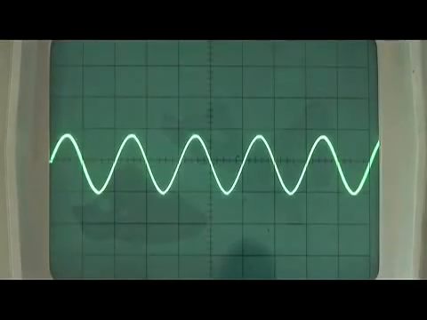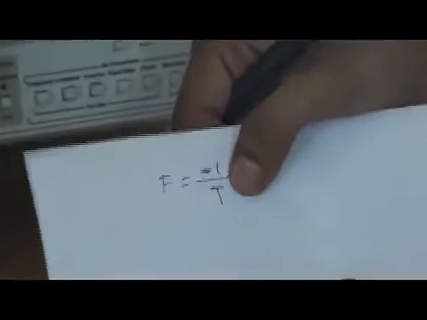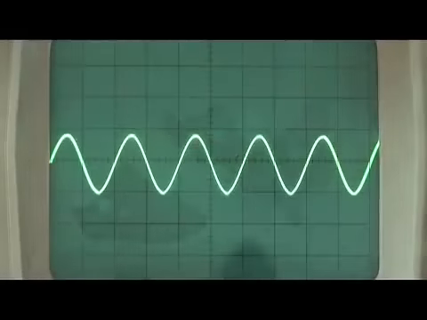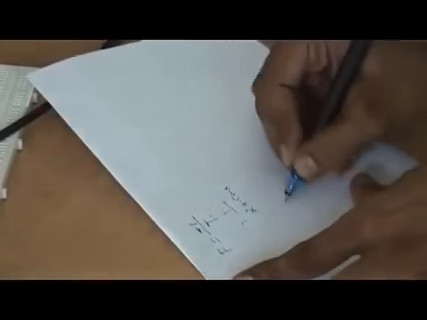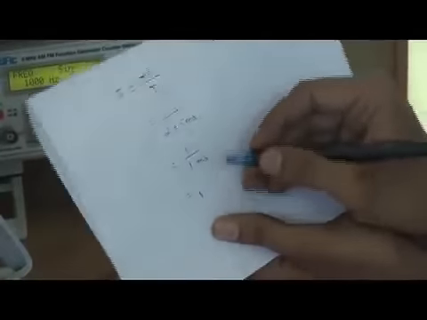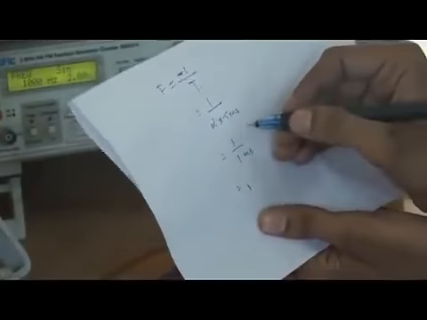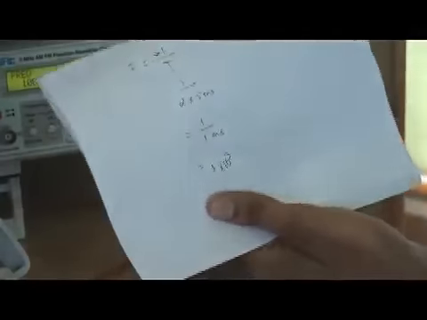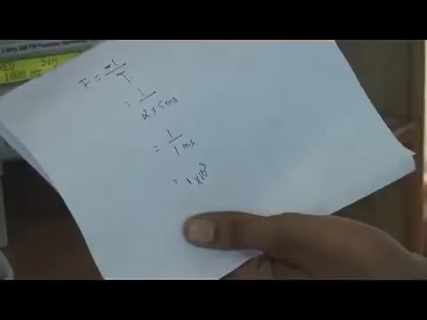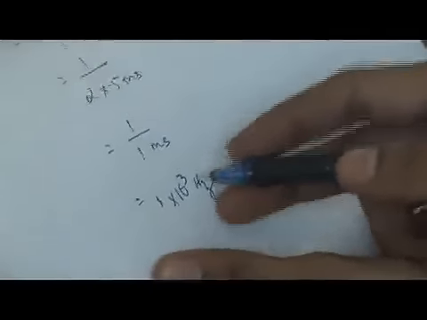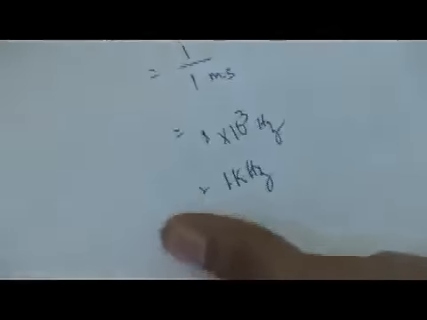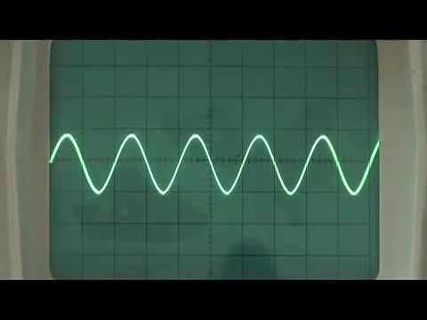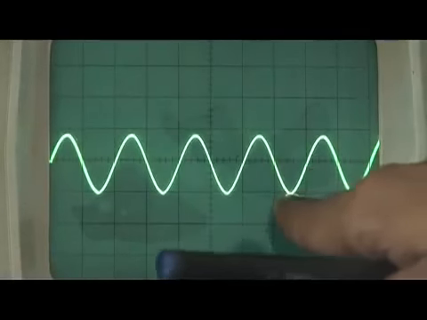And we all know the relation between the frequency and the time period: frequency is equal to 1 by time period. In place of the time period, you can write down whatever you got, 2 into 0.5 milliseconds. So 1 by 2 into 0.5 milliseconds is equal to 1 by 1 millisecond, which is equal to 1. If the millisecond goes up, from 10 to the power minus 3 it becomes 10 to the power 3. So 1 into 10 to the power 3. This is 1 by second, which we know is the unit of hertz, so it becomes Hz. So 1 into 10 to the power 3 means 1 kilohertz, or you can say 1000 hertz. What are we giving? 1000 hertz. So we are giving 1000 hertz from the function generator, and we are getting a signal of frequency 1000 hertz.